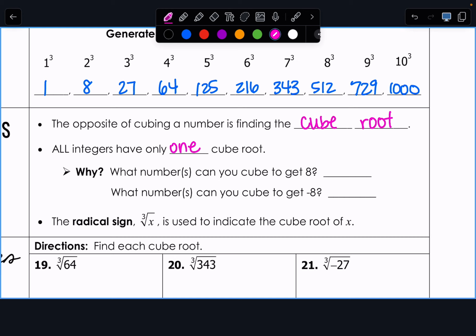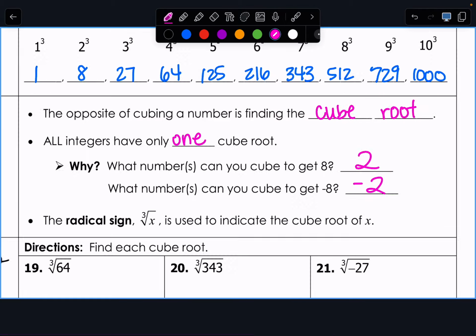Okay, let's talk about it. What number to the 3rd power is going to get us 8? Okay, what number to the power of 3 is going to give us negative 8? So negative 2 times negative 2 times negative 2 will be negative 8. So if I have 3 negatives multiplied together, our answer is going to be negative. So this means we can have a negative number under the radical, and that's telling us if our answer is negative or not.